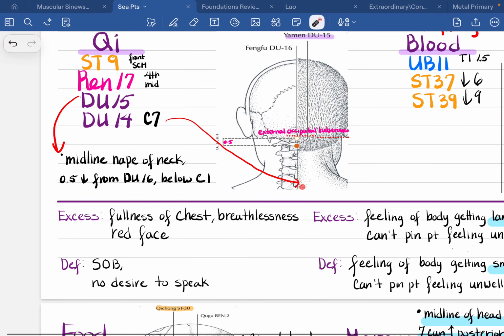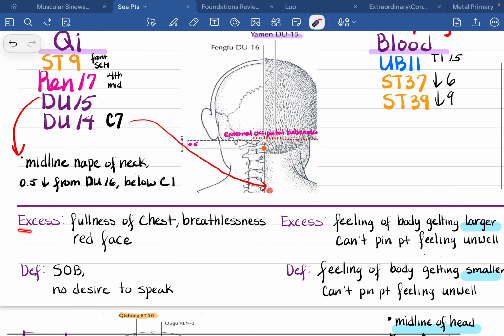So when it comes to the chi, when it's in excess, you can think of it as since you're breathing, right? Your neck and then your lungs. You can think of stomach 9 and Ren 17. There's a fullness of chest, breathlessness, and red face. It's almost like if someone was choking you or like something heavy was on top of your chest. These are the symptoms you'll have.